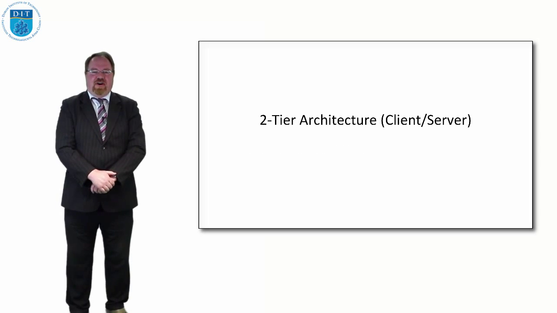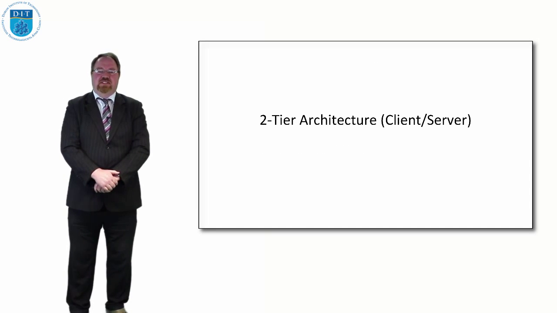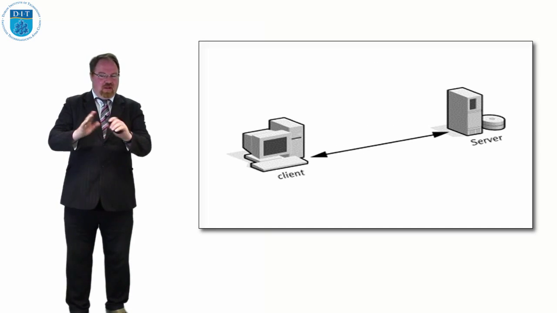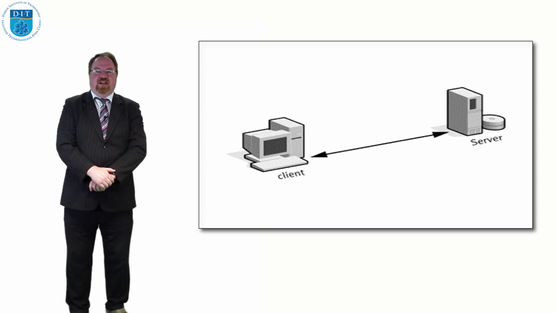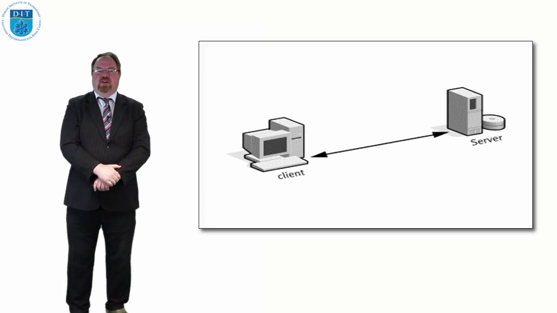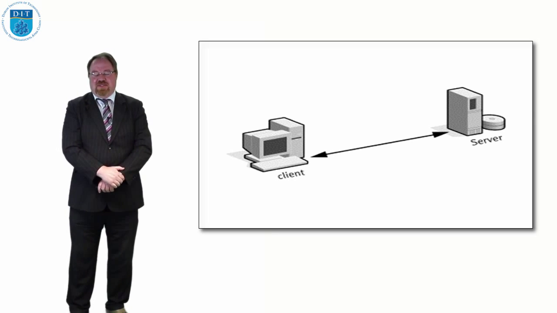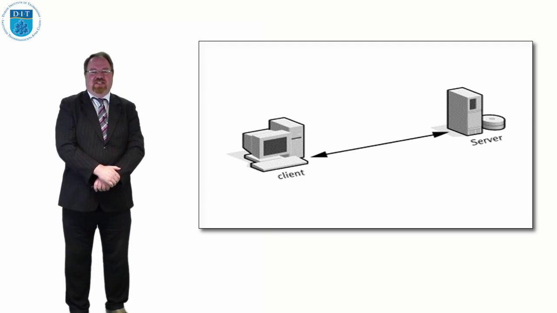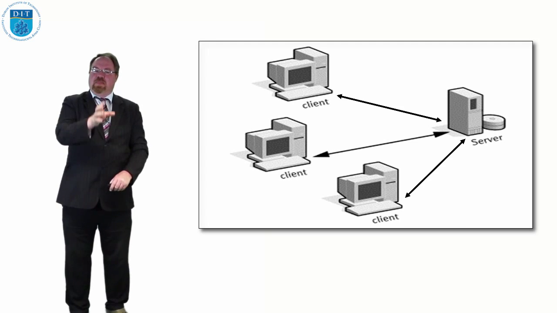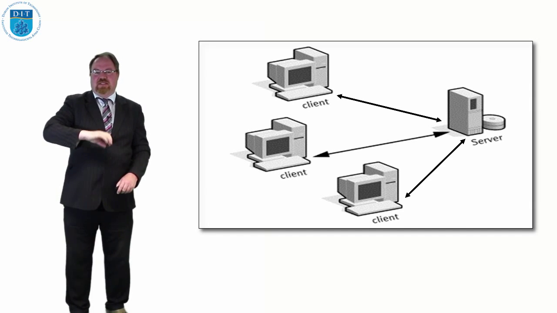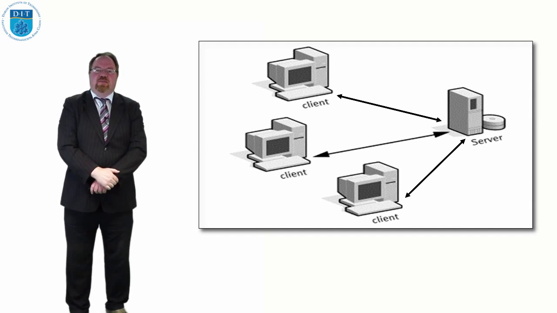So what does two-tier architecture mean? Two-tier architecture means that there is a server, a computer that has a lot of the program on it, and then there's another computer, or it can be the same computer, or multiple computers, let's say even, that has a program on it that helps you talk to the program on the server.